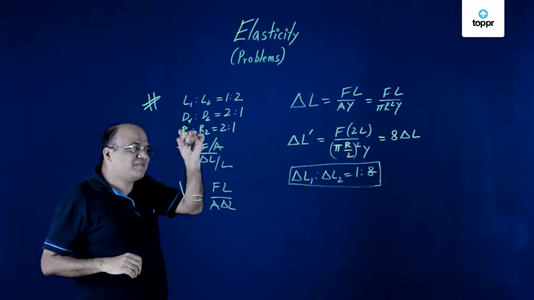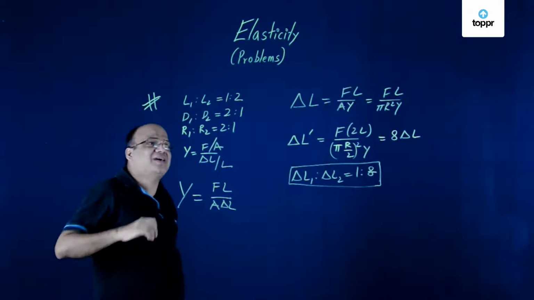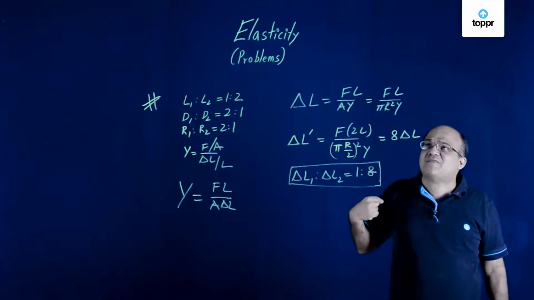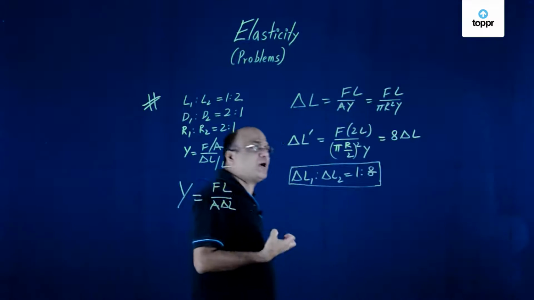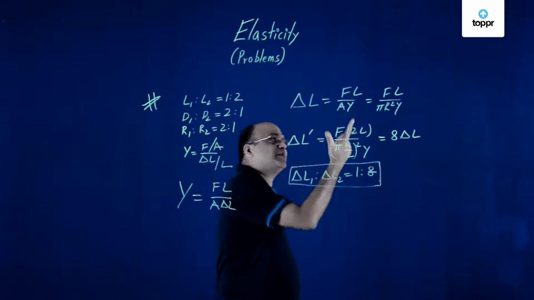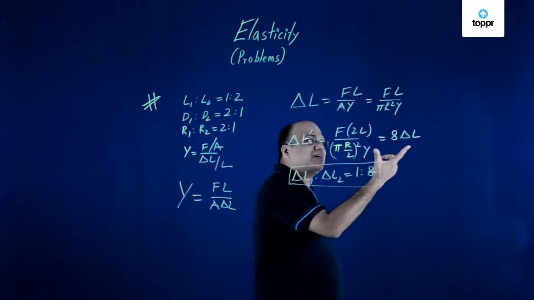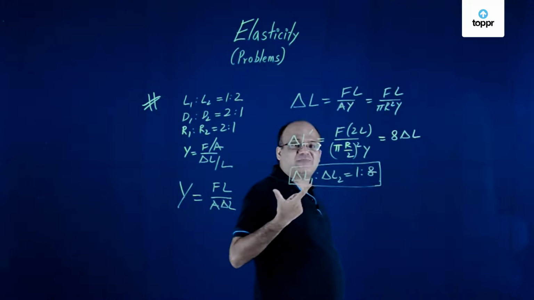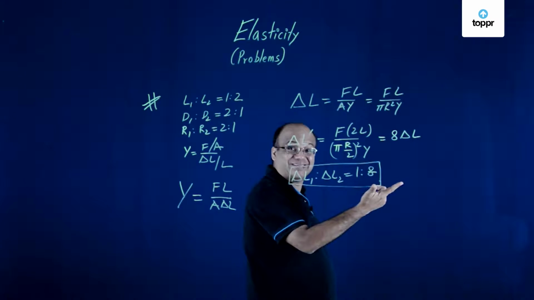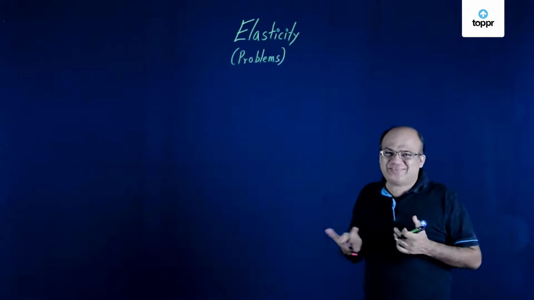Then Young's modulus is given by stress by strain, F by A divided by delta L by L. So we get Y equal to FL by A delta L. Delta L becomes FL by AY, FL by pi R square Y. Delta L dash, that is delta L2, will be F, the length has become 2L, the radius has become half, so R by 2 we put it here. And we get 8 times delta L. Therefore delta L1 by delta L2 will be 1:8. Right? That's all. Now let us look at some simple problems on elasticity.